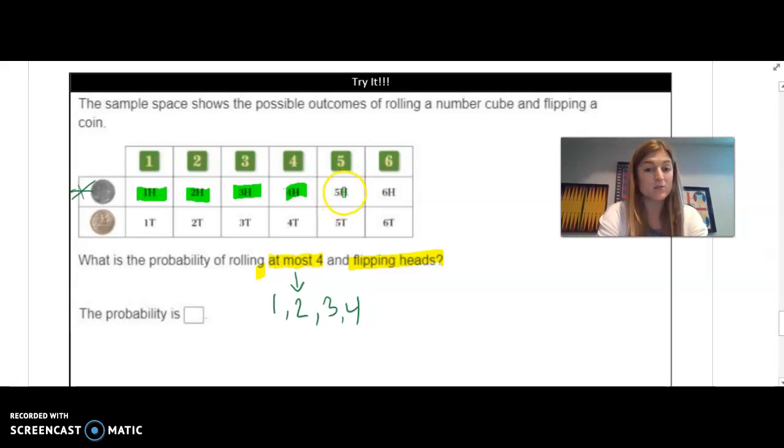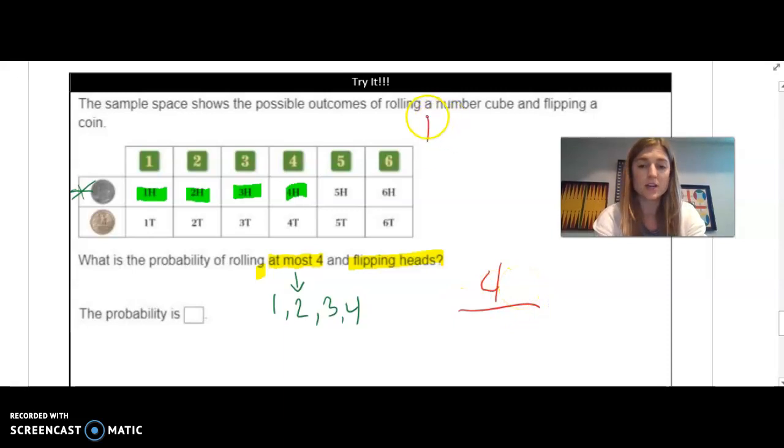And I'm going to kind of scale it out. Rolling a 5 and getting heads does not classify in this case. It's not a favorable outcome because 5 is too much, okay? And then the ones down here, rolling a 1 and getting tails does not classify in this event because I want heads, not tails, okay? So with this being said, there are 4 favorable outcomes.